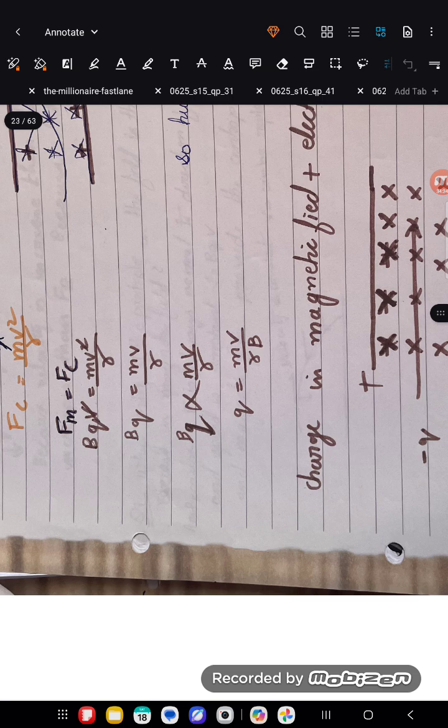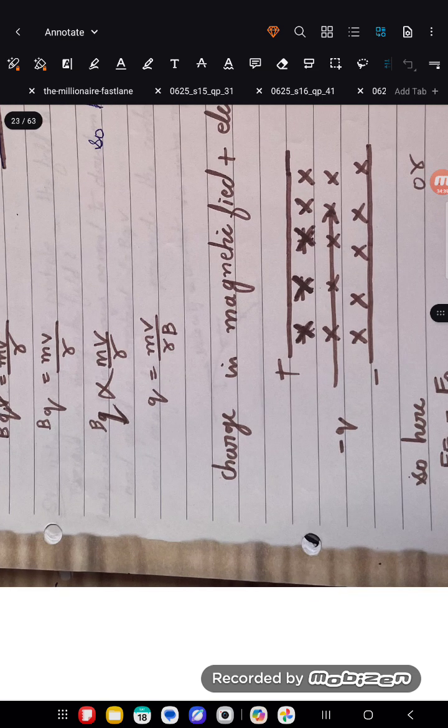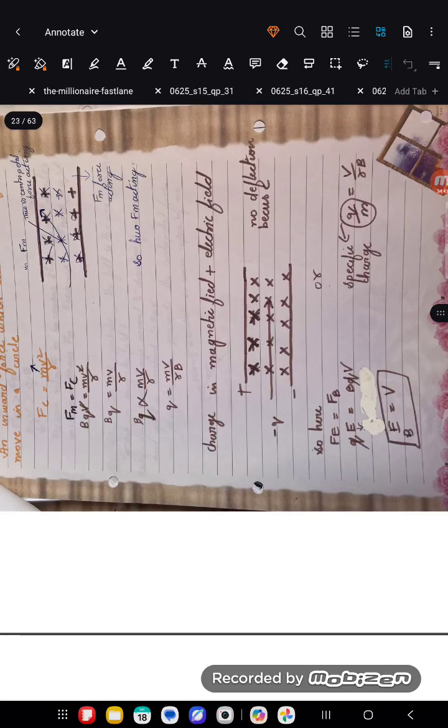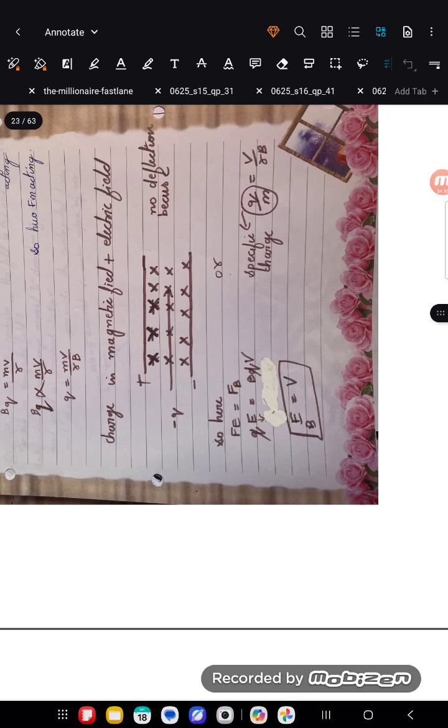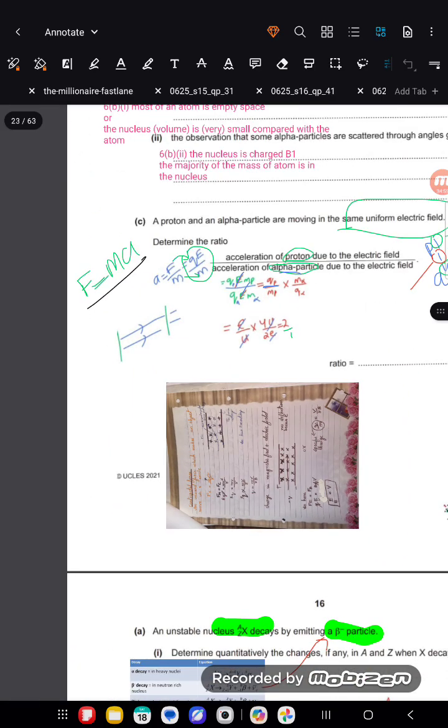Okay, velocity is common here, so we cancel that and we arrange it and we get the charge as mv over rB, right? So from here we derive the equation for charge. Okay, and this one is for voltage. This thing you have to memorize. So here now they are asking about acceleration of proton due to the electric field, acceleration of alpha particle due to the electric field. So you have to write this thing.